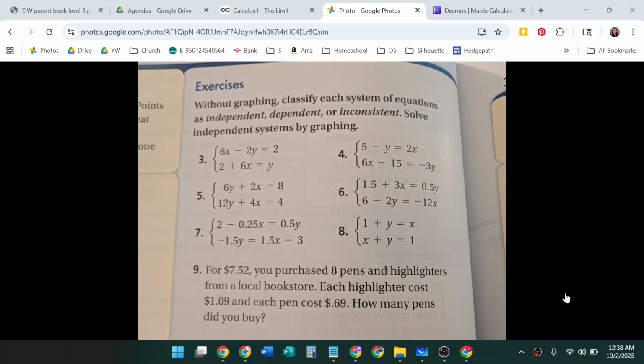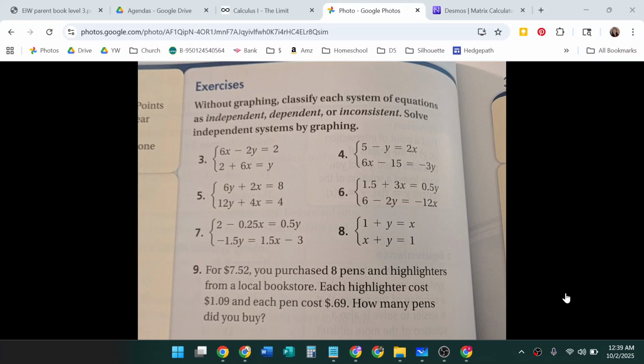All right, so the first section is about classifying a system of equations as independent, dependent, or inconsistent. The independent and dependent are both consistent, meaning they have a solution. Independent means you've got two lines that cross and hit at exactly one point, like an independent person, one person that can do whatever.